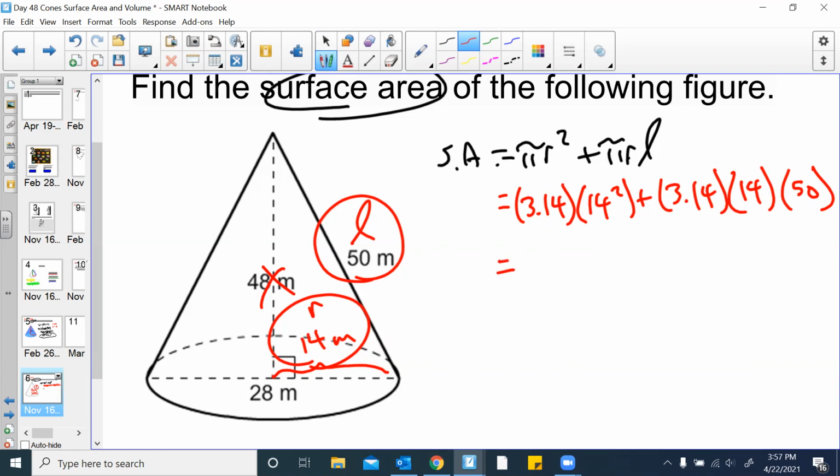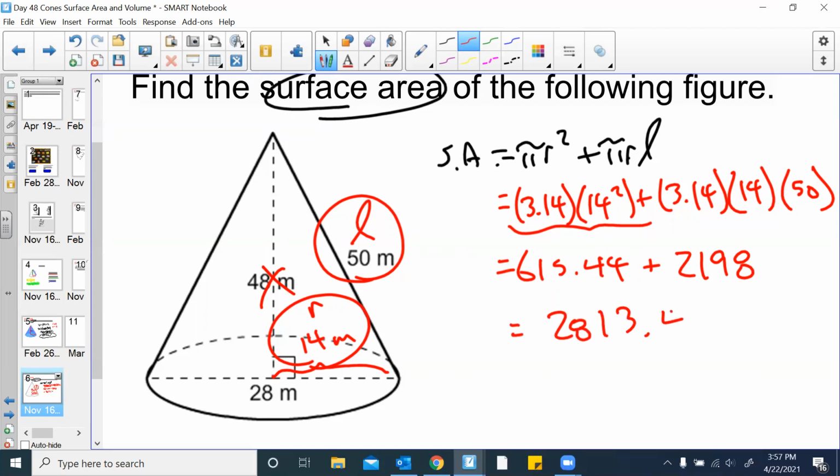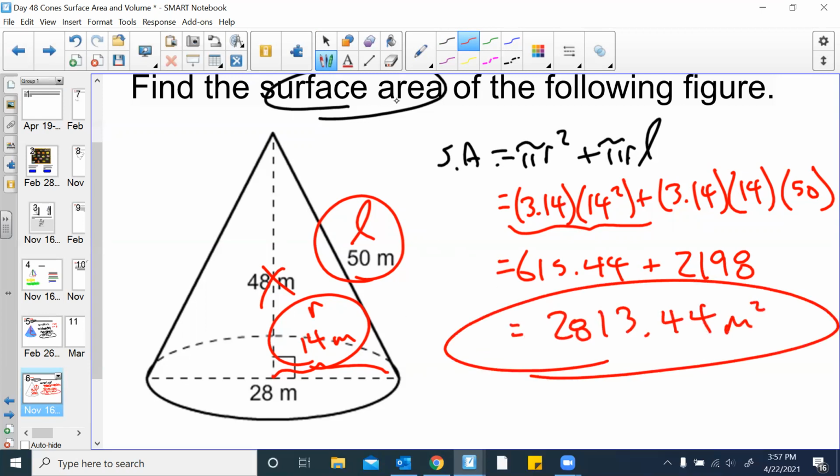All right, if I do this little section here first, I get 615.44. And if I do the next set, I get, geez Louise, these are going to be some big numbers, 2,198. And I'm just going to add these together. My final answer will be 2,813.44. This will be meters squared, right? Squared because it's surface area.